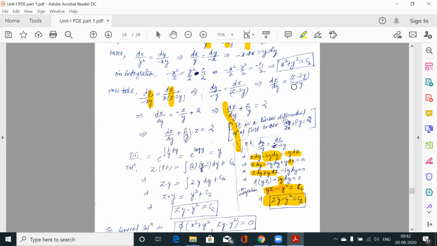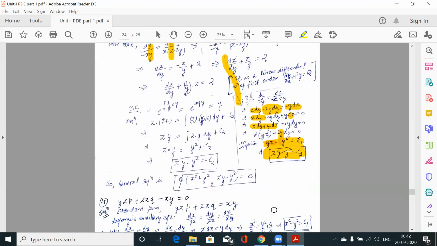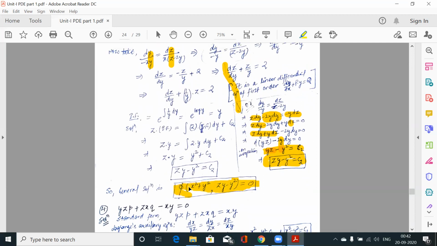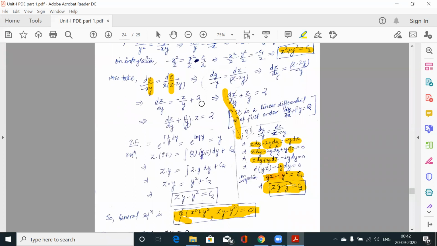The first solution is this, x square plus y square is equal to c1. Second is this. So we can write our solution as a function of x square plus y square, zy minus y square is equal to 0. And this is another possibility for how to integrate this. We have taken these fractions. Now we have taken dy over here and this z minus 2y here. So this is dz over dy is equal to z minus 2y over minus y.